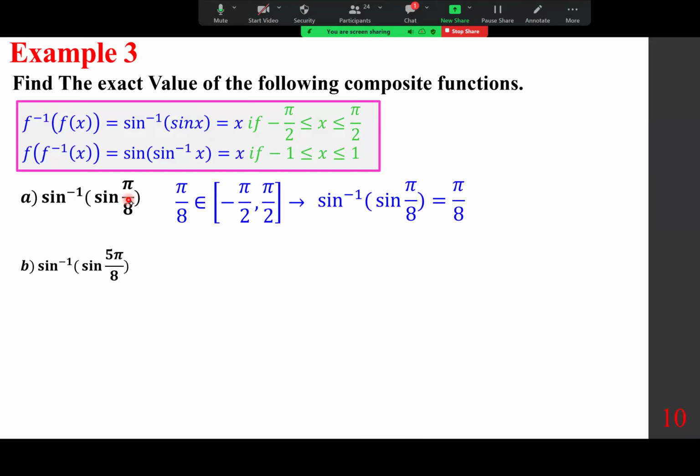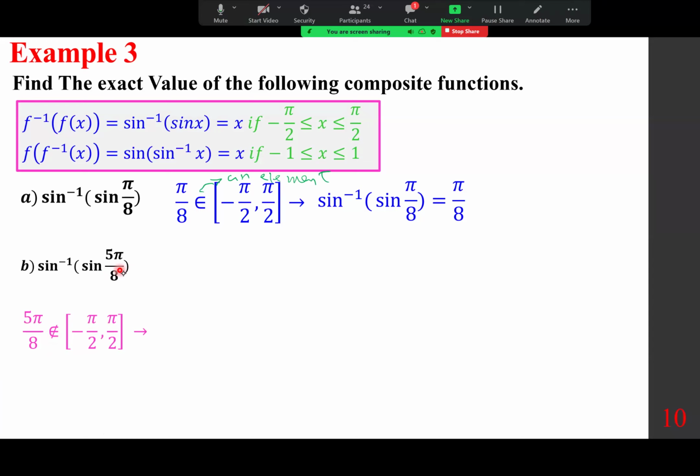What about sine inverse of sine 5 pi over 8? It would be 5 pi over 8 if it's within an acceptable interval. So 5 pi over 8, is it between negative pi over 2 and pi over 2? Please understand, 4 pi over 8 is pi over 2. So this is larger than pi over 2. And therefore, it is not an element of this interval. This notation means an element. This means not an element, the line through it is negating that. Therefore, the answer is not 5 pi over 8.